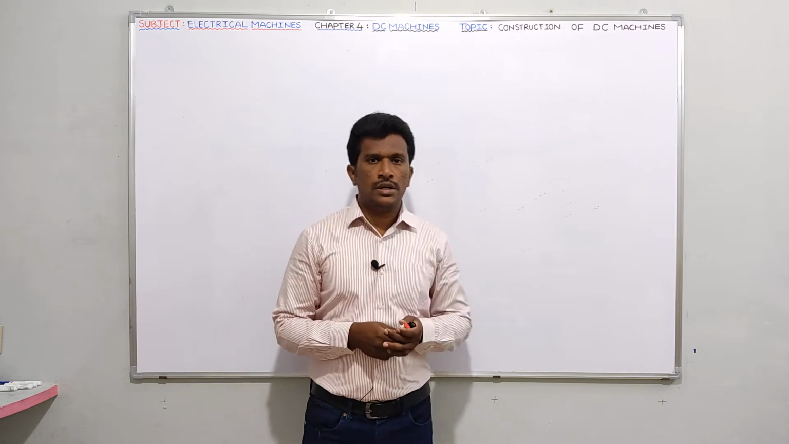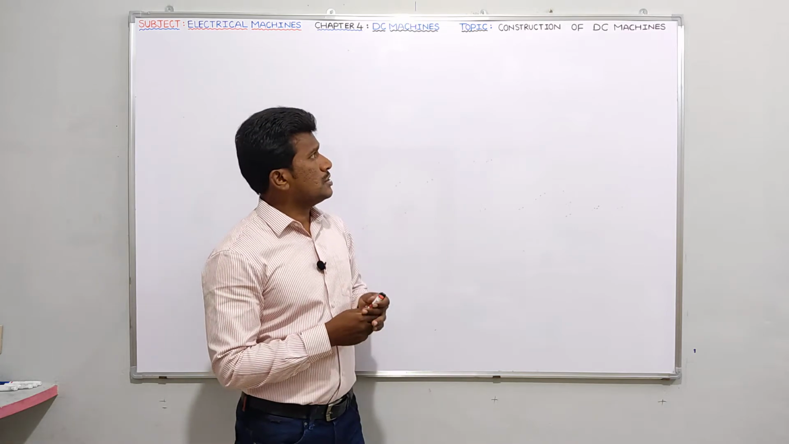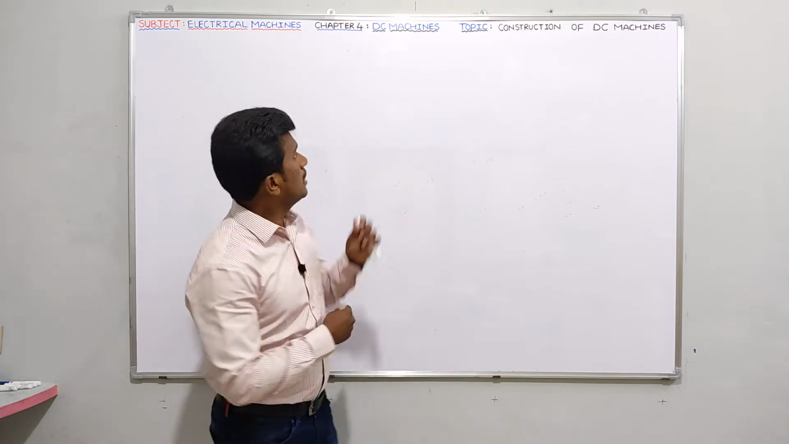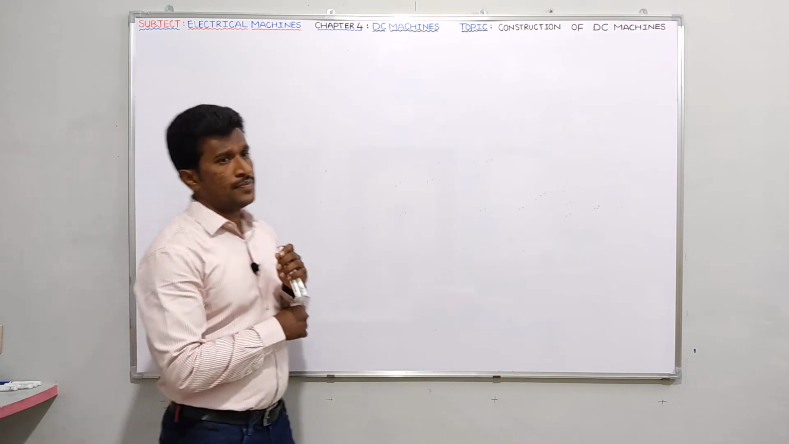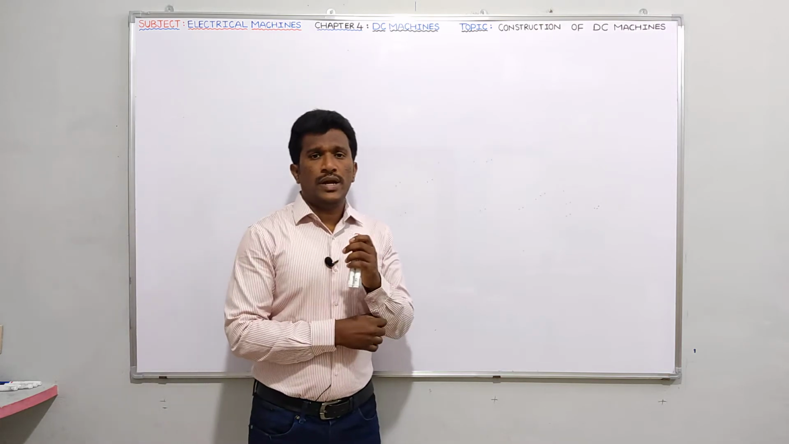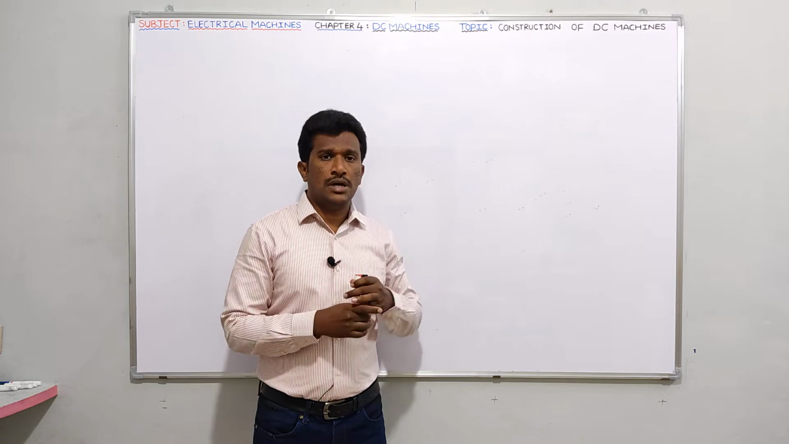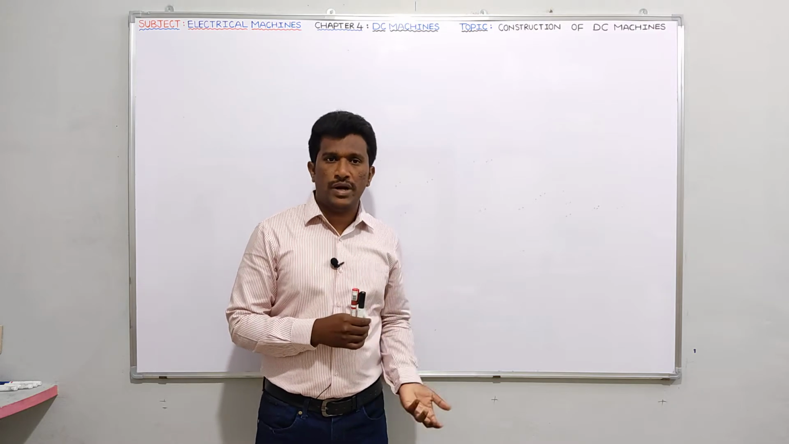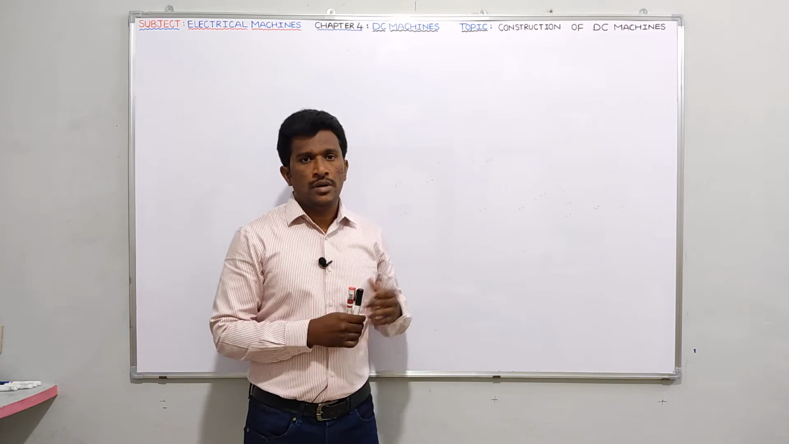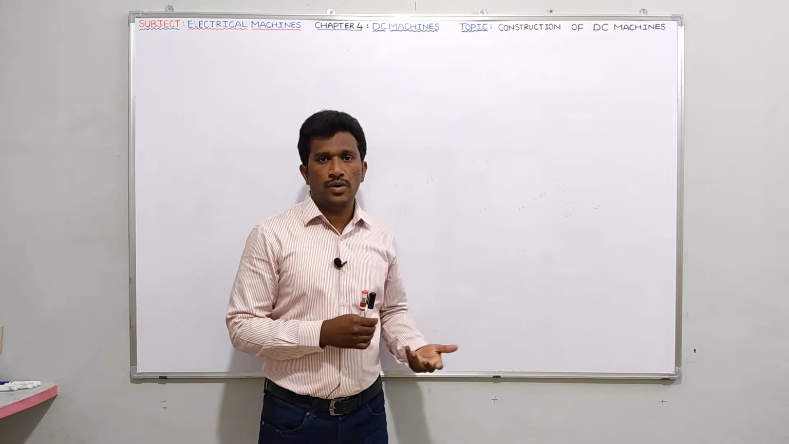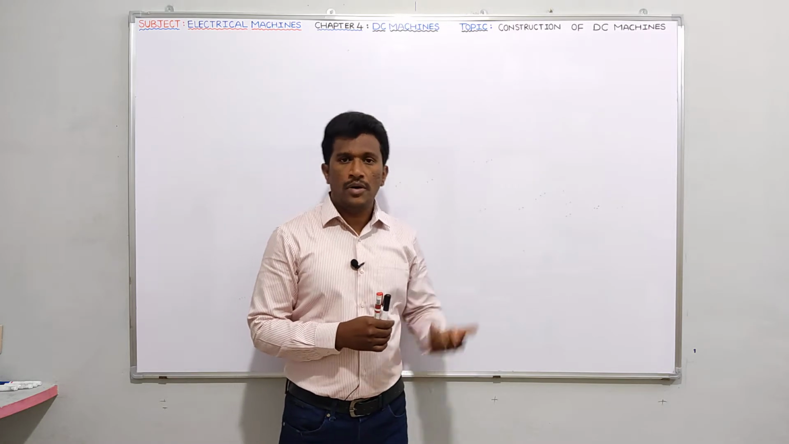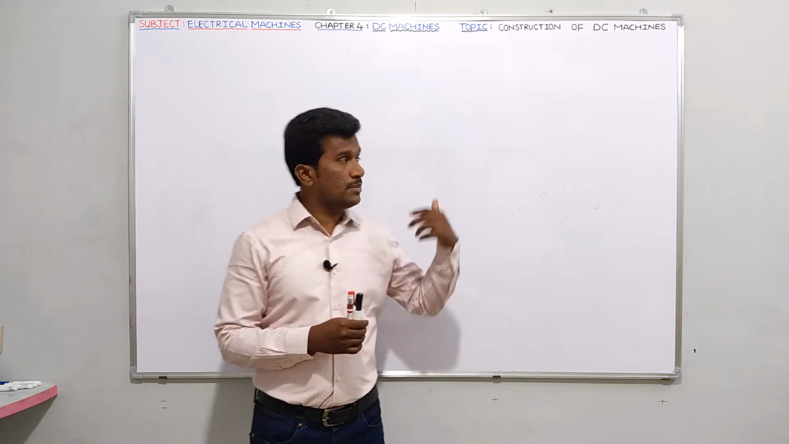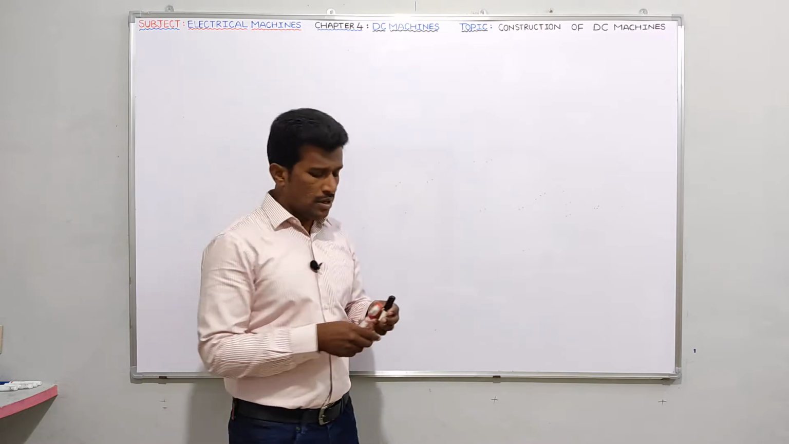In the last session, in the construction of DC machines topic in chapter number 4, regarding armature winding, we know in DC machines armature winding may be lap winding or it may be wave winding. We discussed lap winding in the last video. Now in this session, let me discuss wave winding.